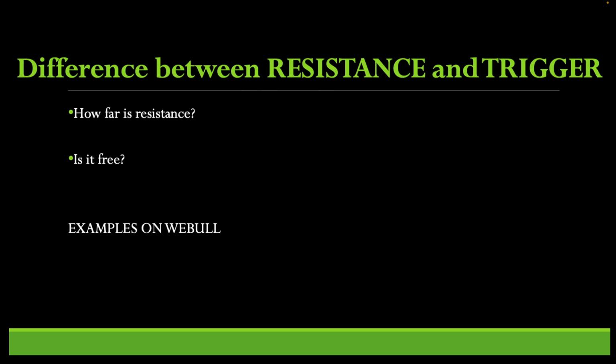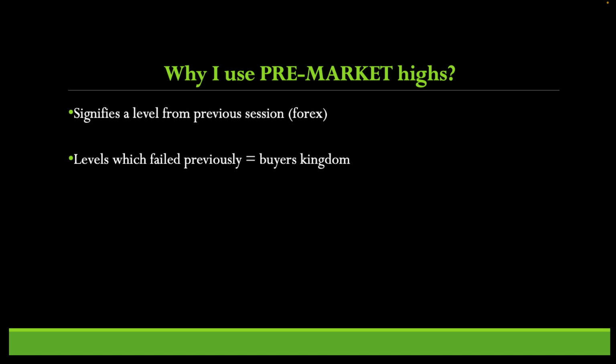Now, what is the difference between resistance and trigger? As I discussed earlier, resistance is where you can have resistance at 1.1, 1.2, 1.15, 1.3. A trigger point is not resistance. A trigger point is an area of a chart where you break and the next area above is a lot further along without any resistance. So that is what a trigger point is. I'll give you an example on Webull as we go along.